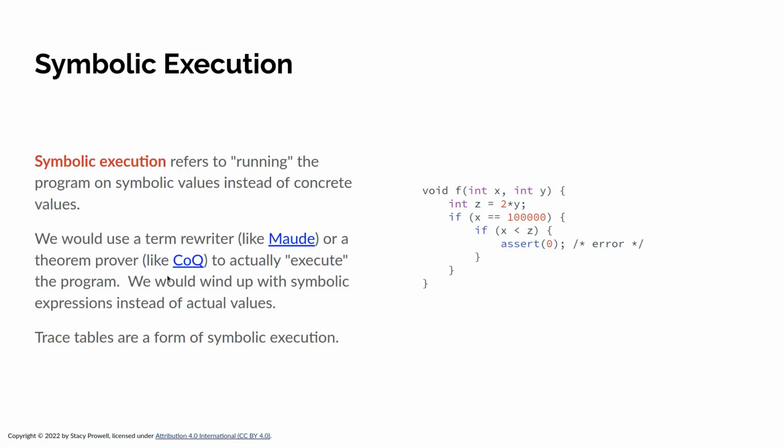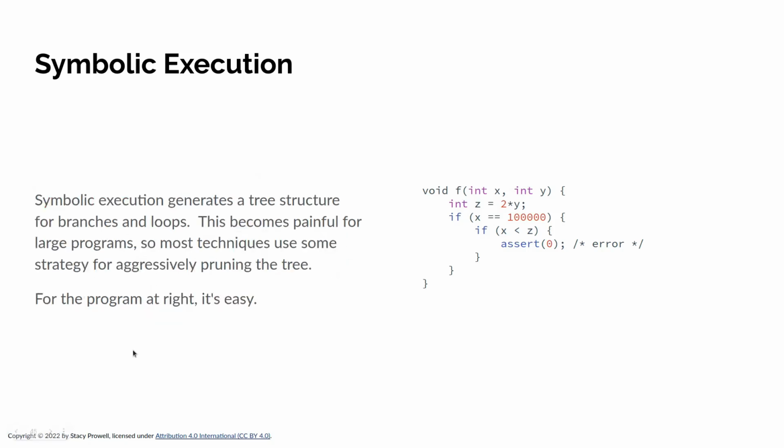So we wind up with symbolic expressions instead of actual values, and we've kind of been doing some of that by building trace tables. Trace tables are sort of a form of symbolic execution. It tends to generate a tree structure when you have branches and loops, because either we take this or we don't. So I have this division right here, this branch, and the same thing down here with this next if, and with a loop, we have the same kind of thing happening.